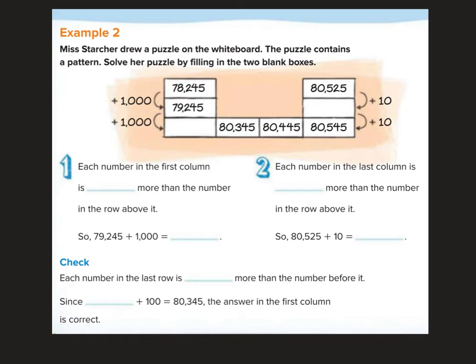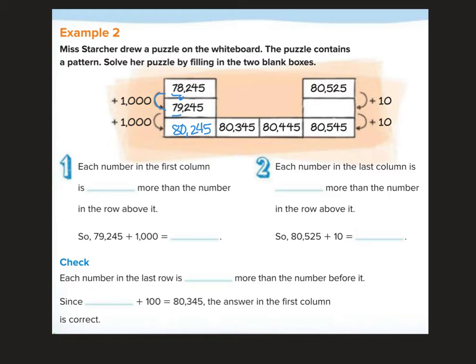Example 2, Mrs. Starcher drew a puzzle on the whiteboard. The puzzle contains a pattern. Solve her puzzle by filling in the 2 blanks. Okay, well, I'm noticing we're adding 1,000 again, like I talked about at the beginning. Only the thousands number is changing, going up by 1. Now here's the problem. 9 plus 1 is 10. Which means, if I look here, 78, 79, the next one therefore would be 80,245.